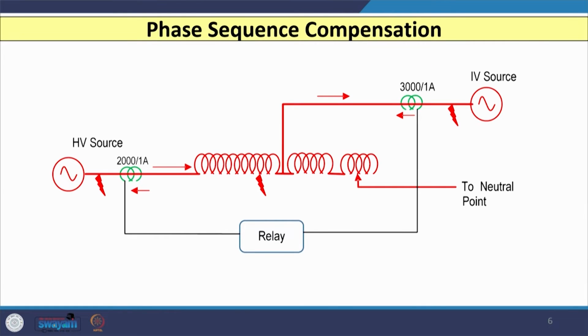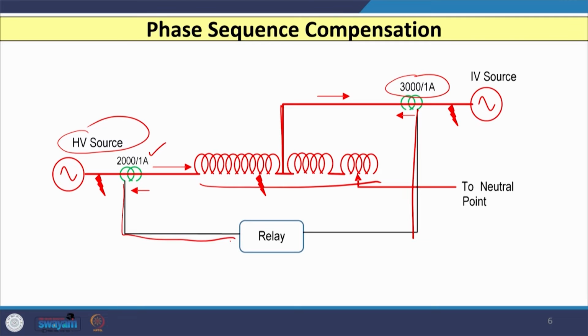Now, if I consider one phase of this ICT or auto transformer, you can see I have the winding like this, and in between I have taken the tappings. I have the HV source on one side, where the CT ratio on the 765 kV side is 2000 by 1 ampere, and another CT on the LV side where the CT ratio is 3000 by 1 ampere. The output of the LV side CT and the HV side CT is given to the differential relay, that is relay 87.